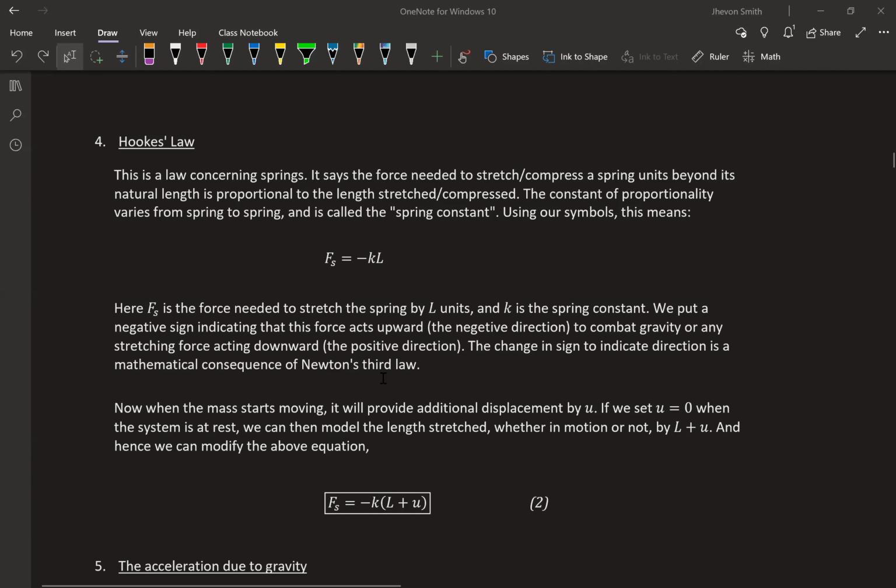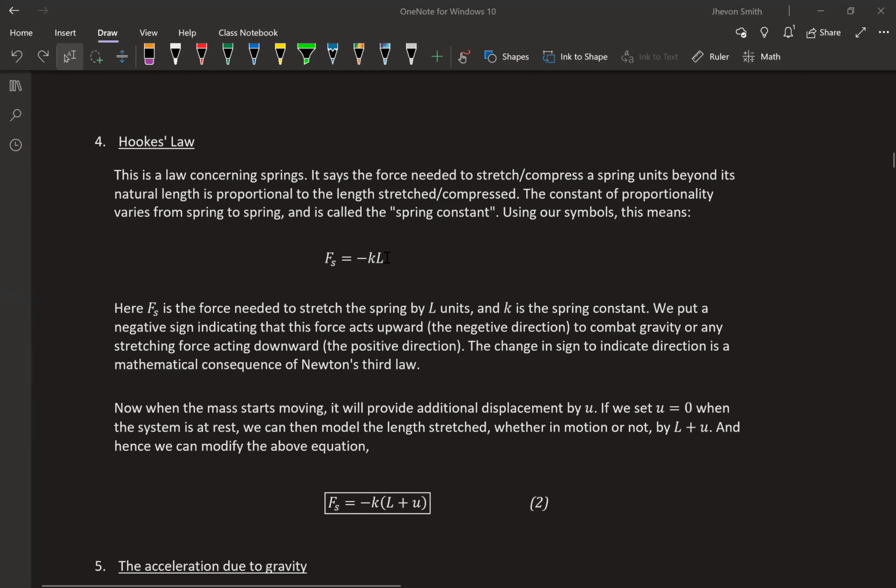Another important law is Hooke's law. This is a law that governs springs and how they work. It turns out that the force needed to stretch a spring by a certain length is proportional to the length that you're stretching the spring. This was discovered by Hooke.